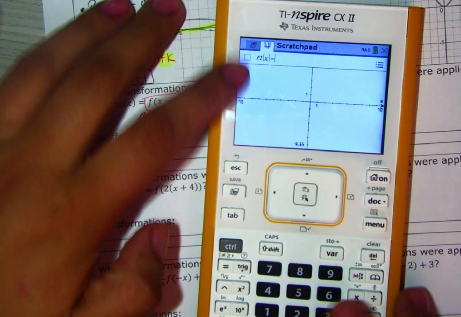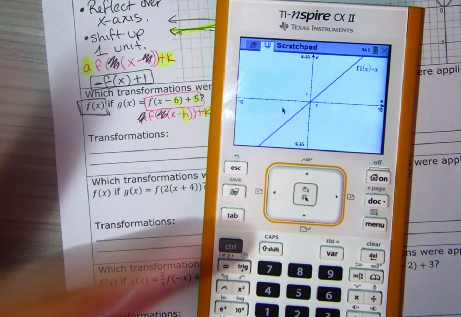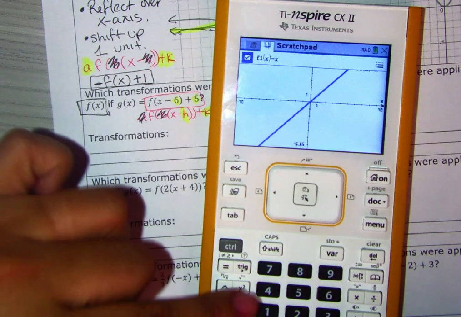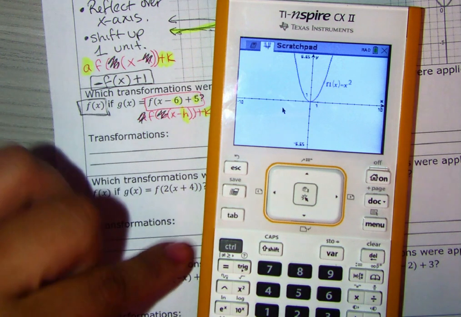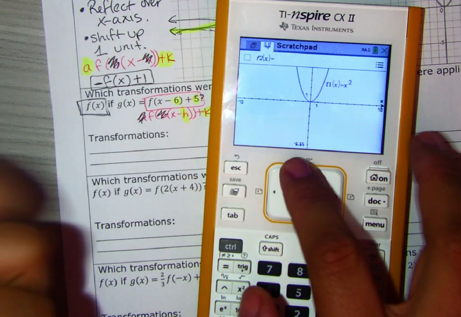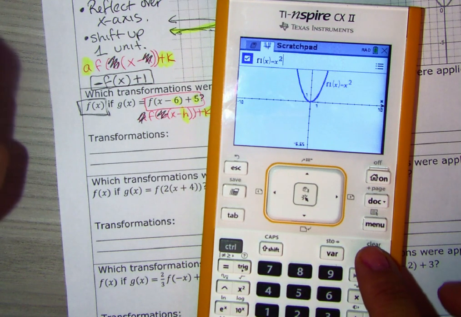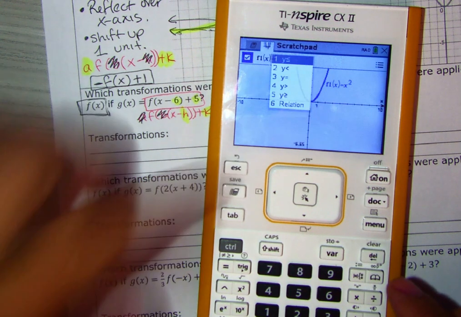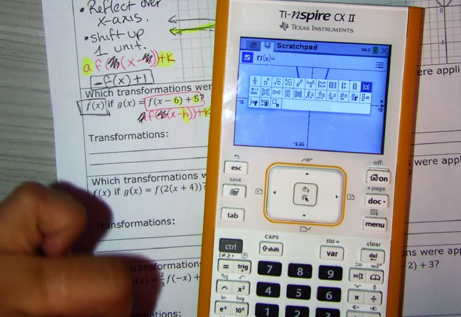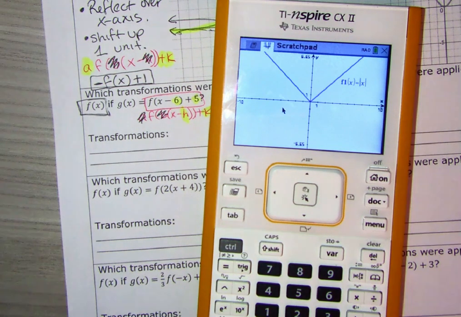For example, f of x equals x. That is the linear parent function. f of x equals x squared. That's the parent quadratic function. Then we can use any other, for example, one that I taught you recently was the absolute value. So we can put absolute value of x. And there is the parent absolute value. So let's try that one just because that's what we're reviewing.